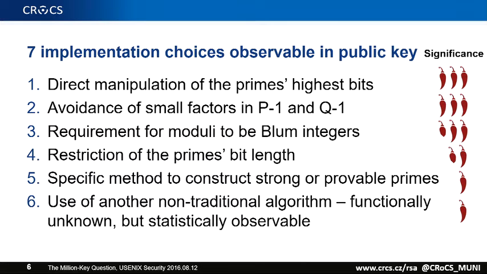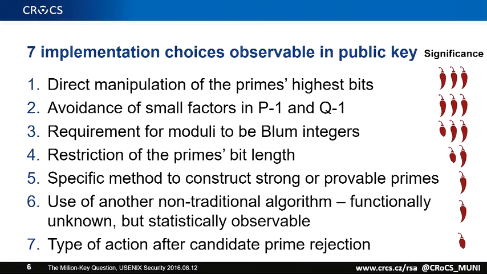For some smart cards, we don't know, because it's a black box for us. We don't have the code there, but it's doing something that is statistically observable. And even think about what you will do if you generate a random value and it turns out not to be a prime. Will you just discard it and generate a new random value, or will you add 2 and test for primality again? Even something like this is observable from the public key. Just slightly, but it's observable.